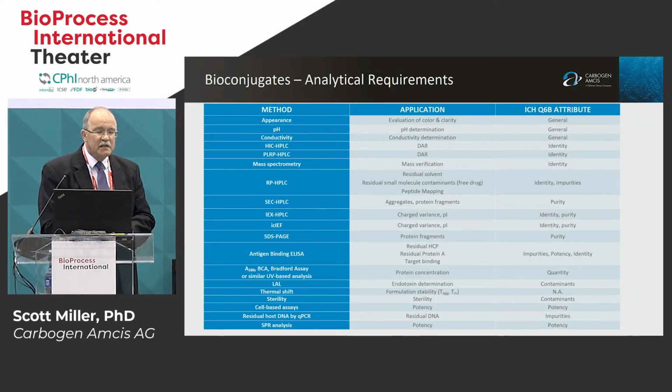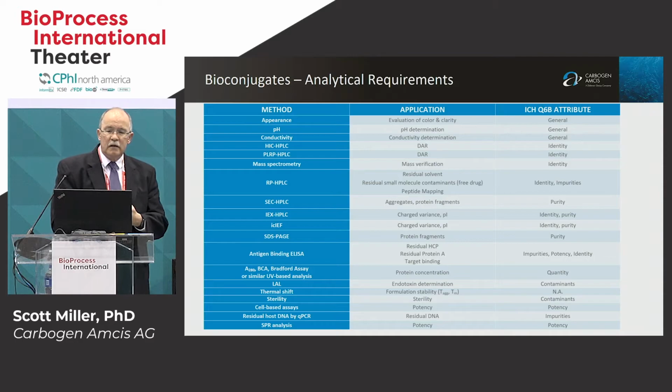So here's a very busy slide on analytics. I think just the take-home message of this is, if you look down the left side, you've got some pretty common methods, appearance and pH, for example, conductivity. You also have the more bio-oriented HIC, PLRP, mass spectrometry. Mass spectrometry of a small molecule is considerably different than of a protein or large molecule. Can your vendor do whole protein analysis, or do they have to outsource this? Again, you have reverse phase, size exclusion chromatography, and then you have the ion exchange, ICEF methods.